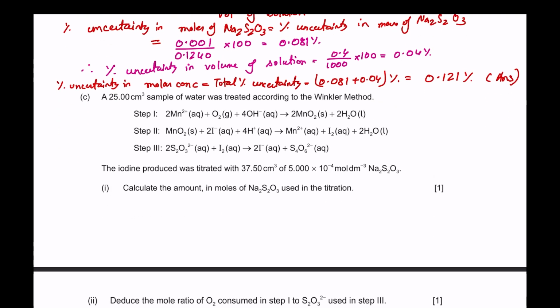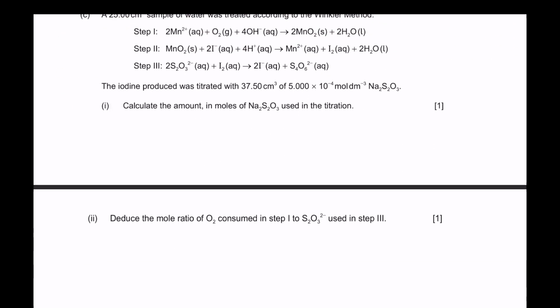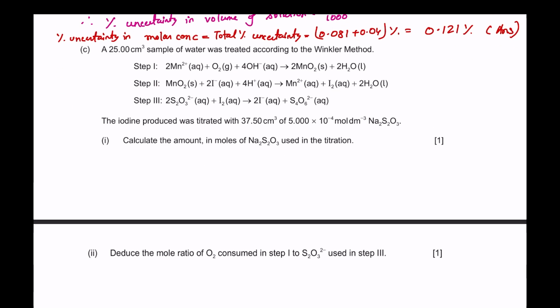Now coming to the next part. In the first part, you see there is a 25 cm³ sample of water that was treated according to the Winkler method. So step 1 is given, step 2 is given, step 3 is given. These are the 3 steps of the Winkler method. So the first part we have to calculate the amount in moles of Na2S2O3 that's used in this titration.